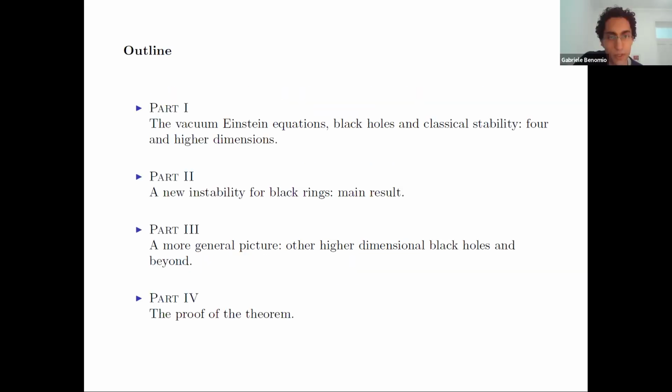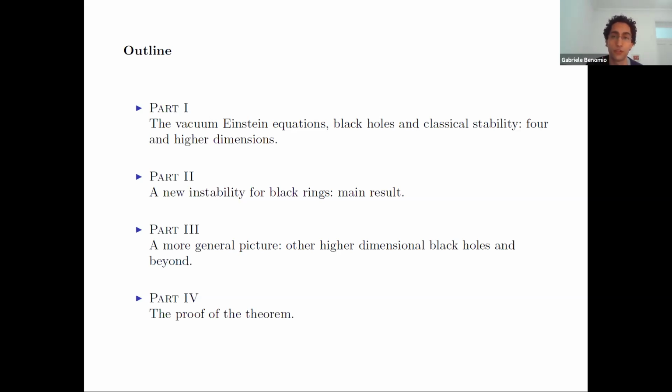Okay, so let me start with an outline of what I'll be talking about. The vacuum Einstein equations in general relativity can be formulated in four dimensions as well as in higher dimensions. I'll start by reviewing some well-known facts about the vacuum Einstein equations, black holes, and their classical stability in both four and higher dimensions. In the context of stability, we'll be particularly interested in comparing stability properties of four-dimensional stationary black holes to those of higher dimensional black holes.